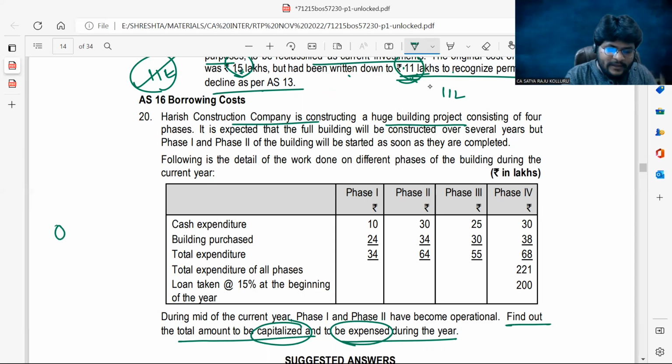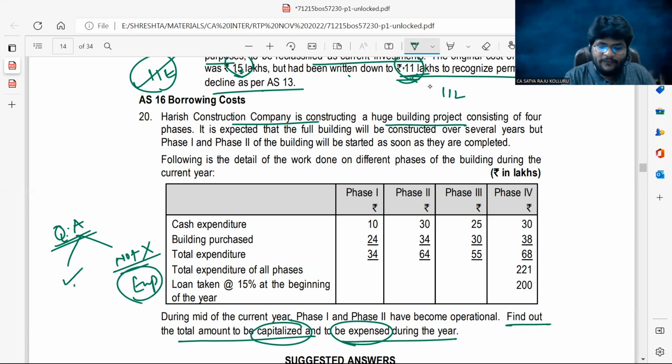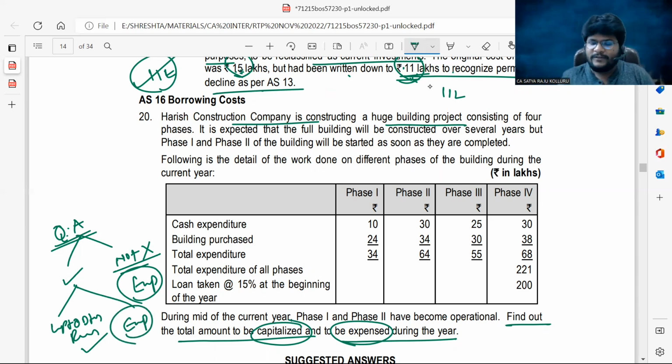Number one, you need to check whether it is a qualifying asset or not. If it is not a qualifying asset, straight away expense it. If it is a qualifying asset, up to the date of ready for usage, not put to use, the capitalization process should be continued. But once the asset is ready for usage, if you incurred any borrowing cost, it should be expensed. All such issues were discussed. Now what this is all about, let us have a look.